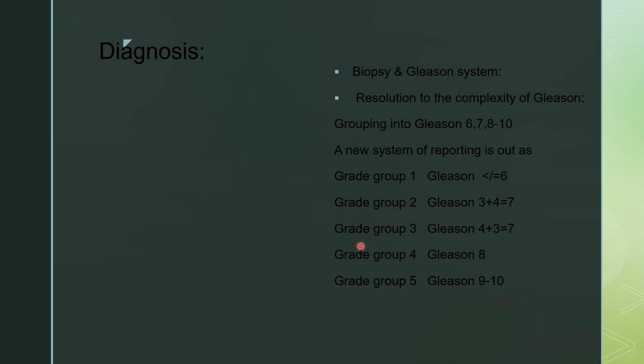While grade group 4 will be Gleason 8, either 3 plus 5 or 5 plus 3. 8 is always bad when you compare that to 7. And of course, grade group 5 of prostatic carcinoma will be anything 9 and 10. I'm not sure, but my assumption is that they have agreed to put 9 to 10 together because what is the difference between 9 and 10 anyways? Someone at grade 9 is as bad as grade 10.